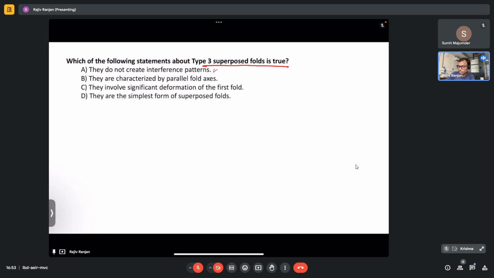So that is wrong, that there is no interference pattern. I will just show you that there are.